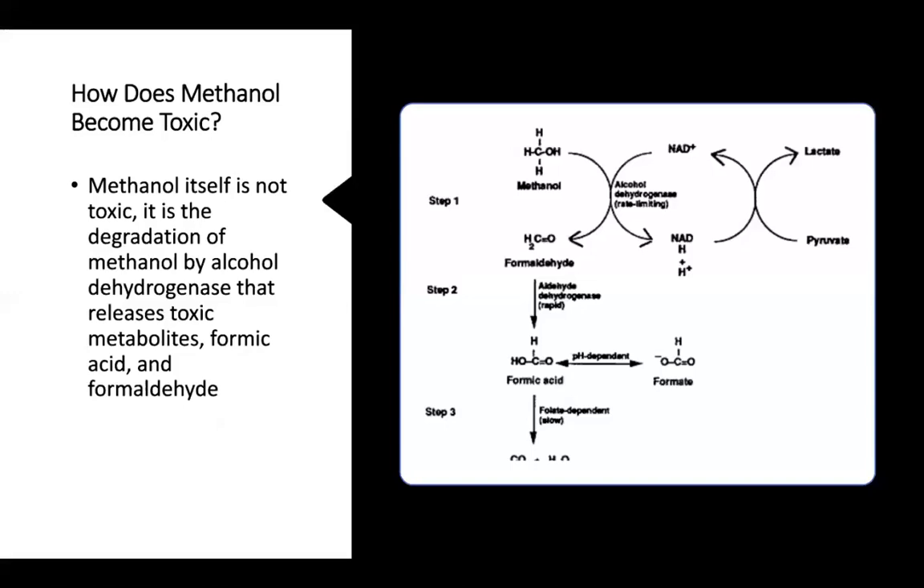For nausea, headache, and difficulty breathing, when high methanol concentrations are consumed, there is an accumulation of formic acid, which is toxic because it inhibits mitochondrial cytochrome C oxidase, causing hypoxia and metabolic acidosis. It inhibits the respiration chain in the mitochondria. And then lastly, for blindness, formic acid can cause blindness by the destruction of the optic nerve.